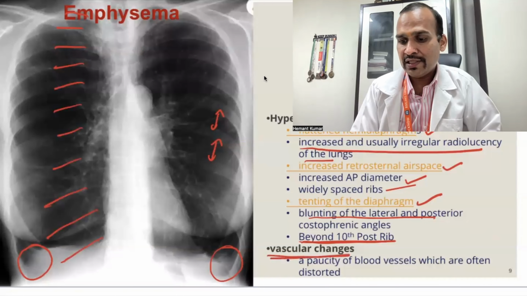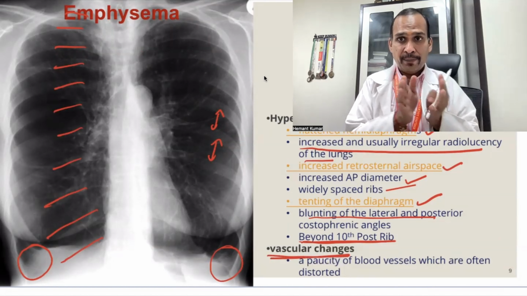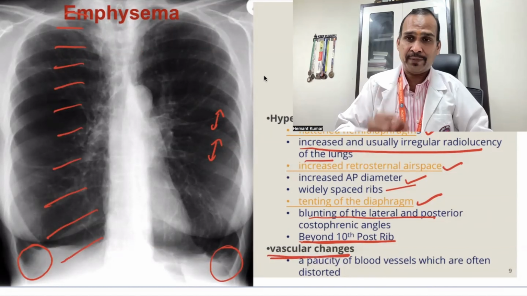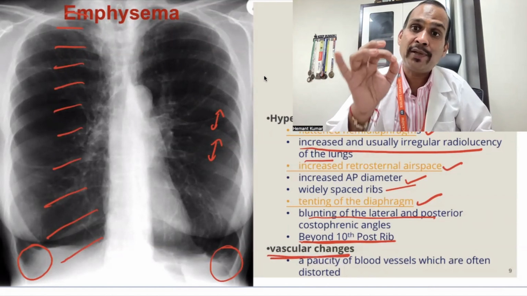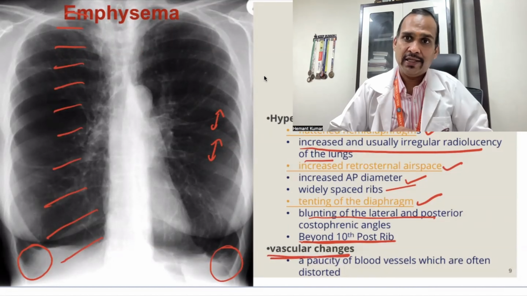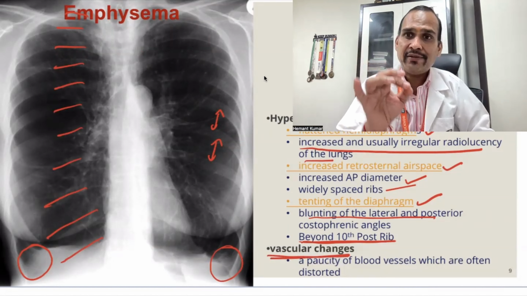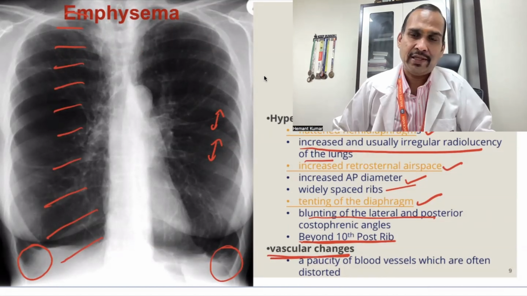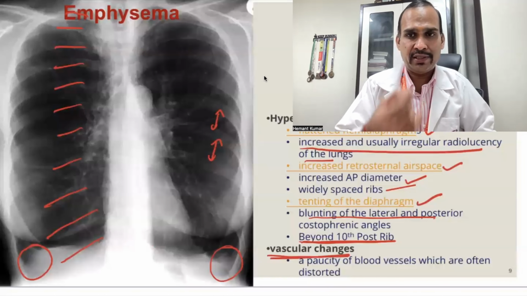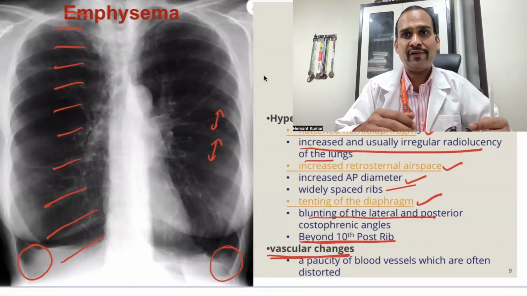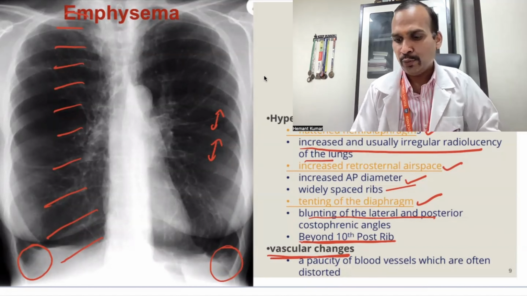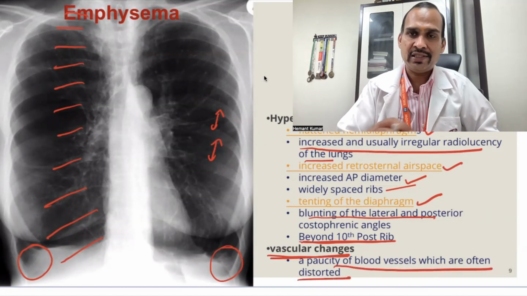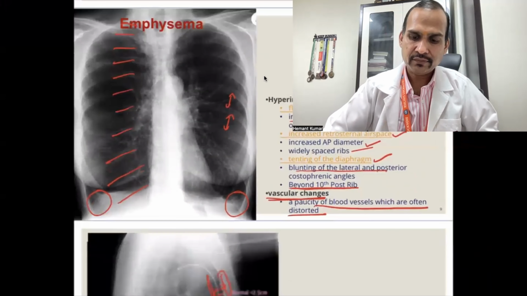What are the vascular changes? Because of hyperinflation of the chest and destruction of the interalveolar septa, there is destruction of blood vessels also. So blood vessels will also not be seen in case of emphysema. Blood vessels give radio-opacity, so if there are no blood vessels, it will look more black. So there is paucity of blood vessels, which are often distorted. So this is a case of emphysema.